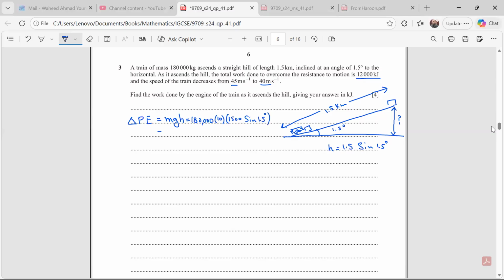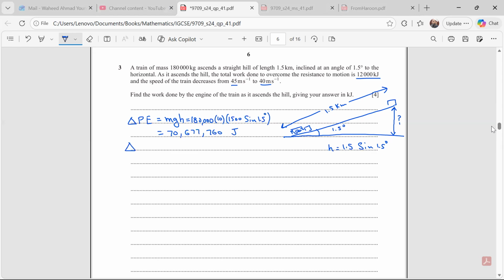When we did all this math, we got this number, 7,677,760, and this is in joules. Mass is in kilograms, this is meters per second squared, and this is in meters, so this is in joules. So we have gained this much potential energy.